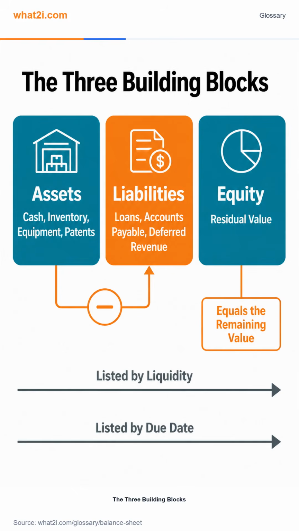The balance sheet is built on three key components. Assets are the resources a company controls, like cash and equipment. Liabilities are its obligations, such as loans, while equity is the remaining value after subtracting liabilities from assets. Notice that assets are ordered by how quickly they can be turned into cash, and liabilities by when they're due.